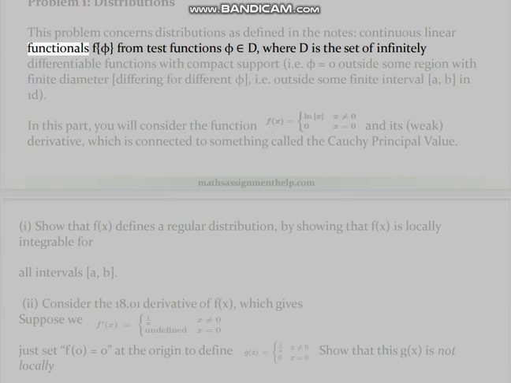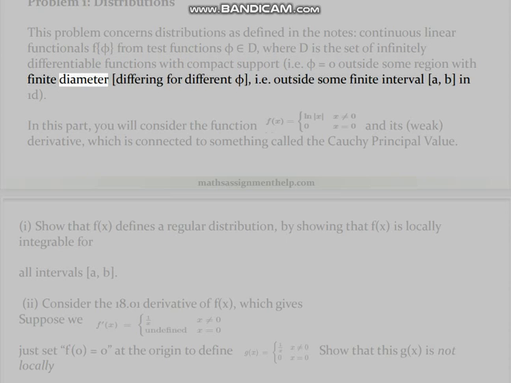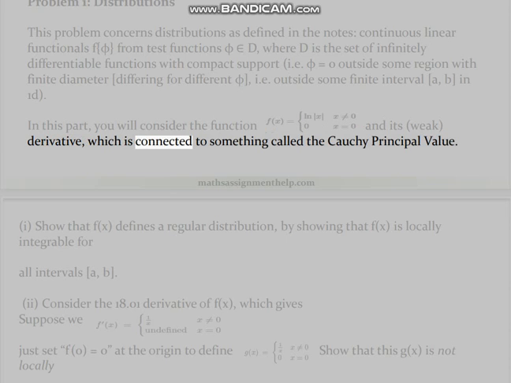Problem 1. Distributions. This problem concerns distributions as defined in the notes. Continuous linear functionals f, phi, from test functions phi in D, where D is the set of infinitely differentiable functions with compact support, i.e. phi equals 0 outside some region with finite diameter, differing for different phi, i.e. outside some finite interval a, b in 1D. In this part, you will consider the function and its weak derivative, which is connected to something called the Cauchy principal value.